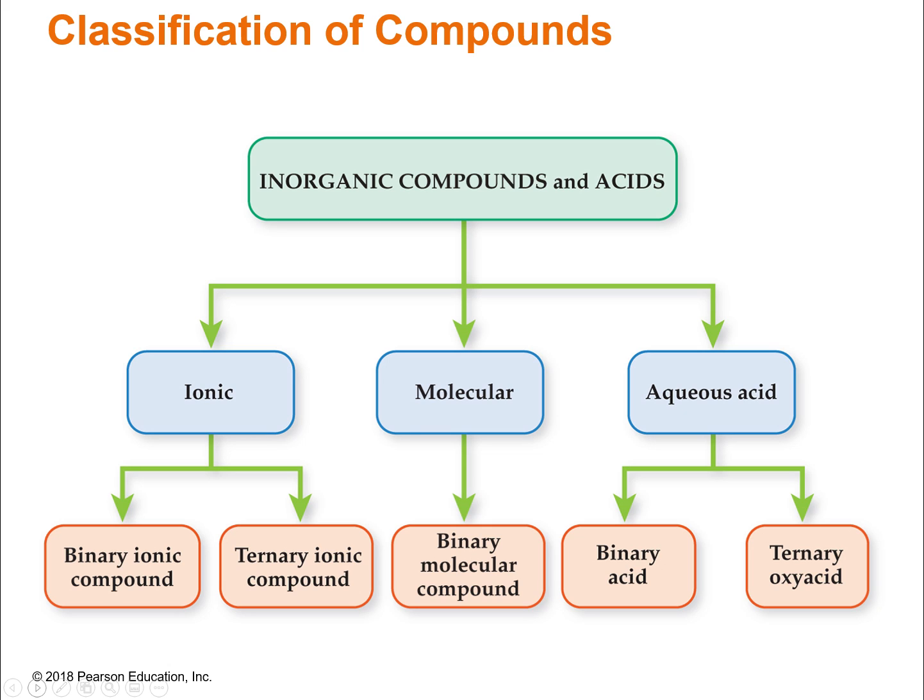So we've got 3 major groups: ionic, molecular, and aqueous acids. You can break each of those down further, and these are the 5 that we're going to be focusing on for this chapter. Now, word to the wise, there are other naming systems out there. Plenty of other ones out there. Common names, different conventions, etc.